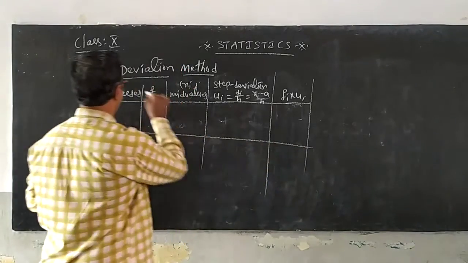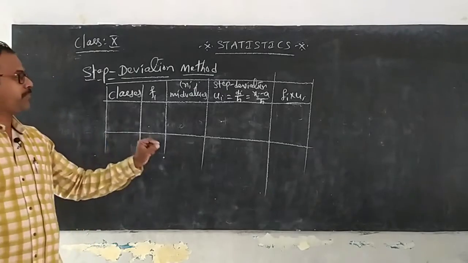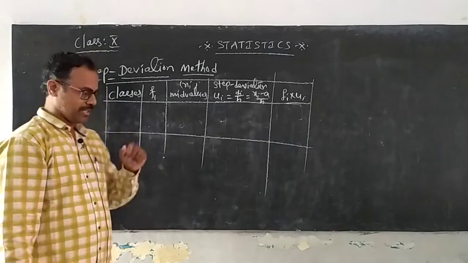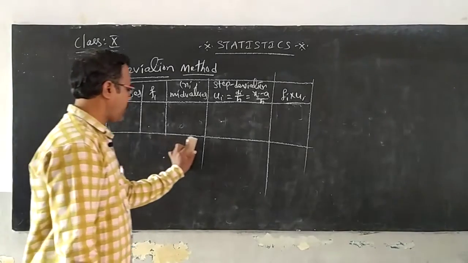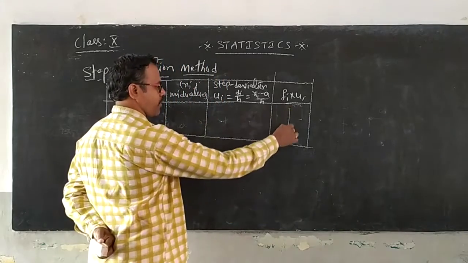This is your model table to find the arithmetic mean by means of the step deviation method. Right. Now what is your answer? Now how do you go into the formula? Very good. Can you tell me what is the sum of all these values?